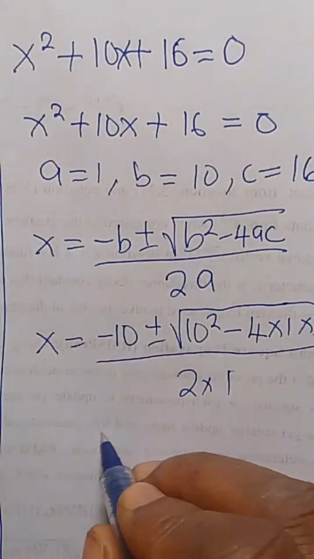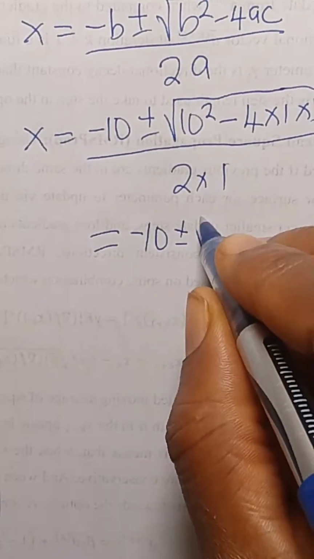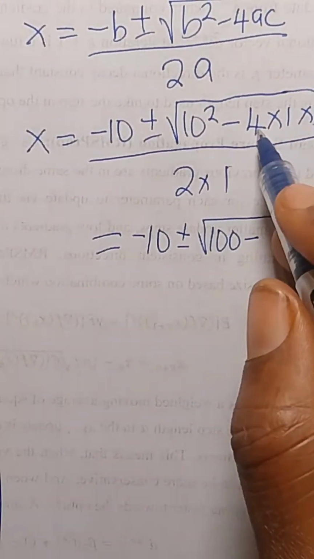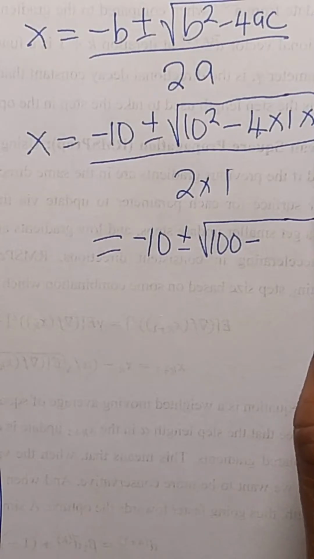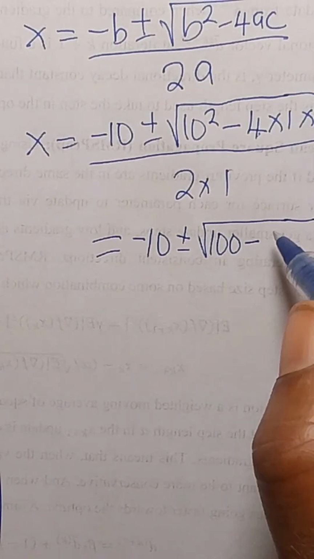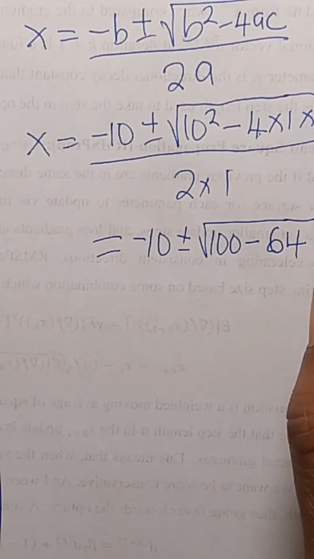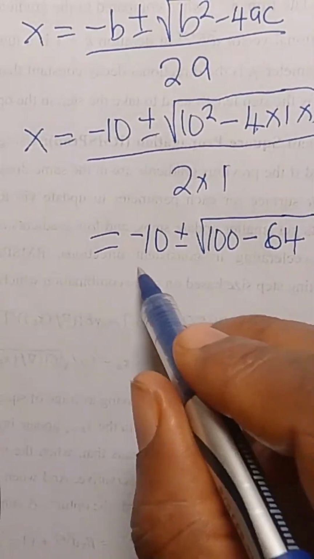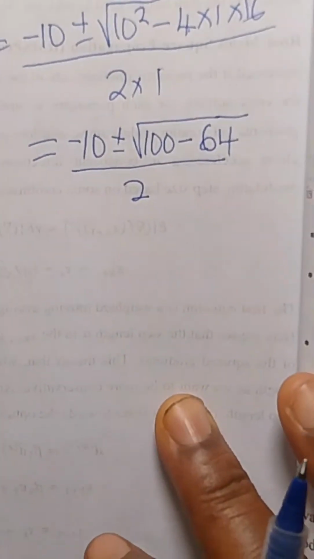Okay. So this is equal to minus 10 plus or minus square root of 10 square is 100 minus 4 times 1 is 4. 4 times 16 is 64, I think. 16 times 2 is 32. 32 times 2 is 64. Okay. All over 2. 2 times 1 is 2.